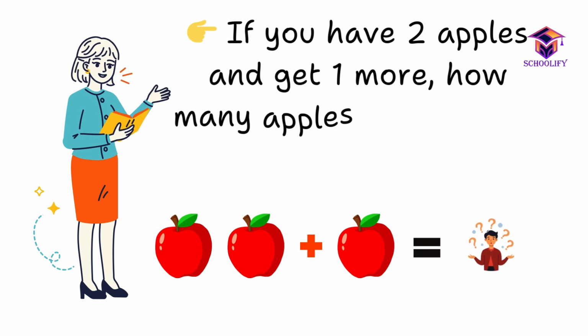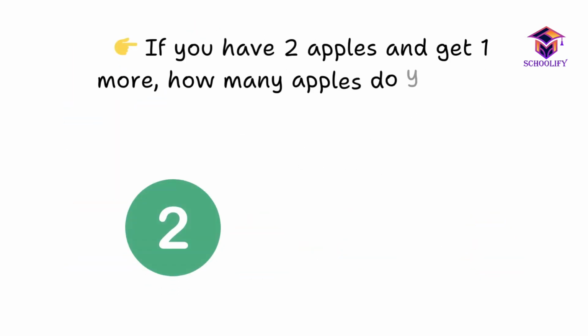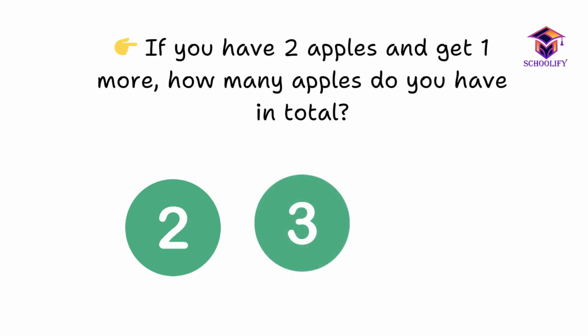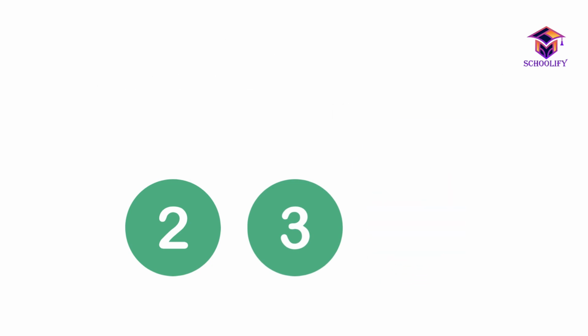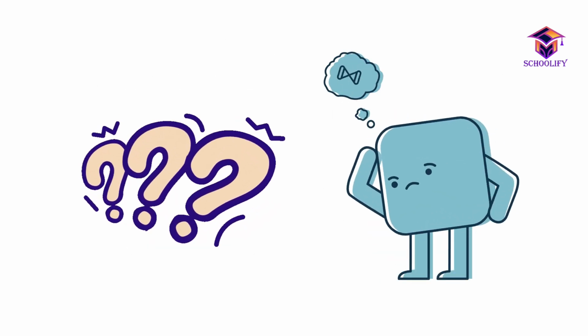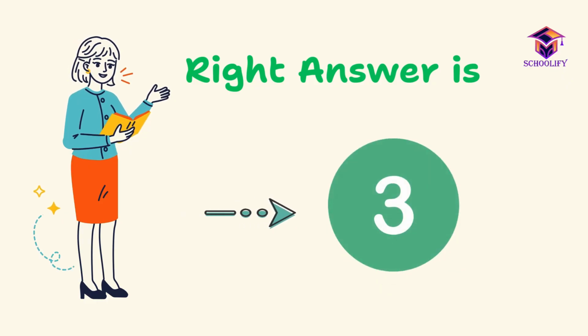If you have 2 apples and get 1 more, how many apples do you have in total? 2, 3, 5. Let me guess. The right answer is 3.